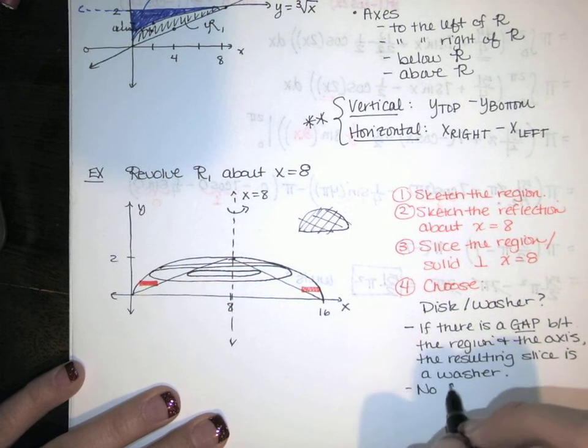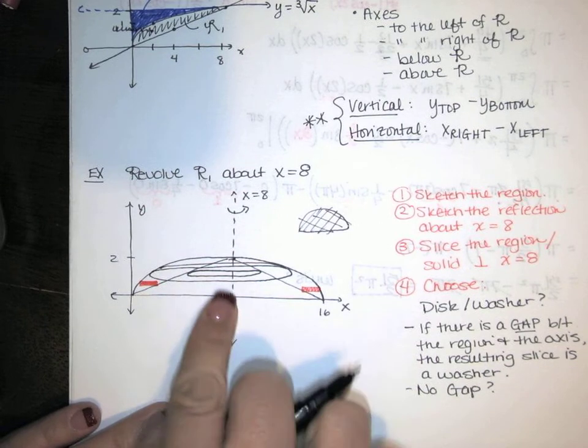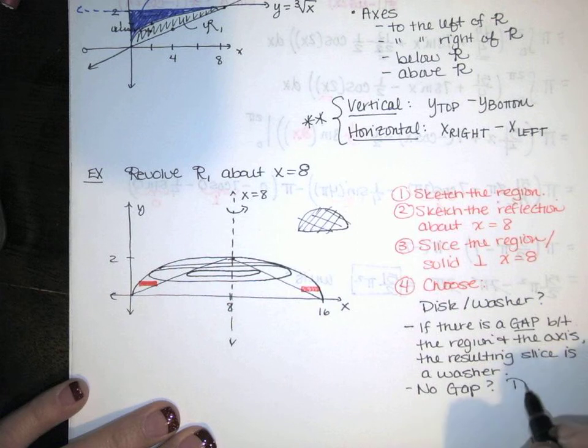No gap. So that means my region goes all the way up to this. Well, then there's not going to be that missing piece in the middle. So we'll have a disc.